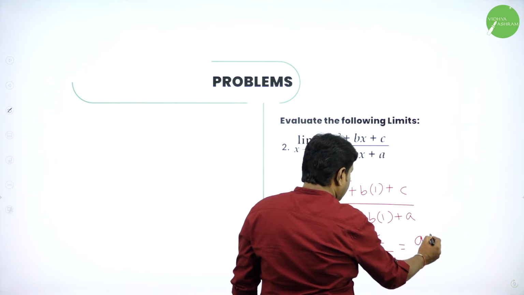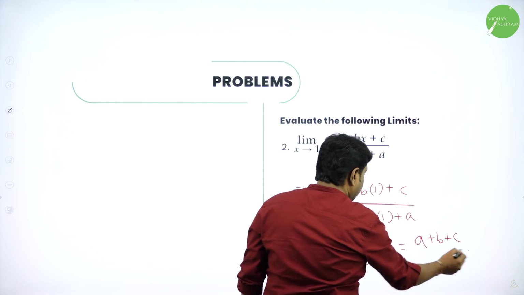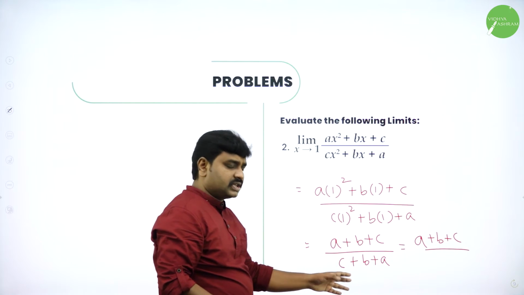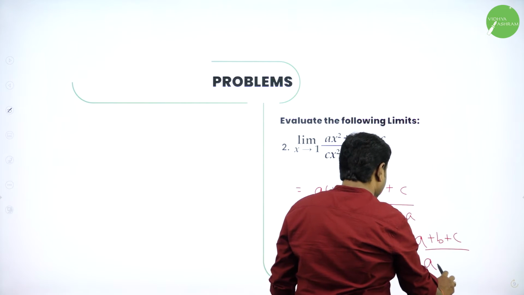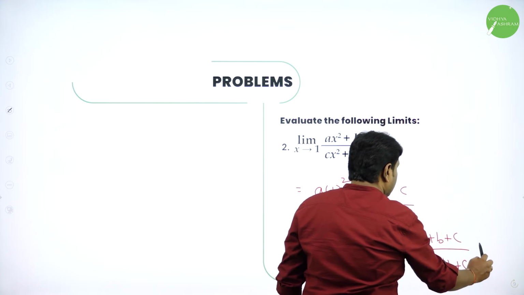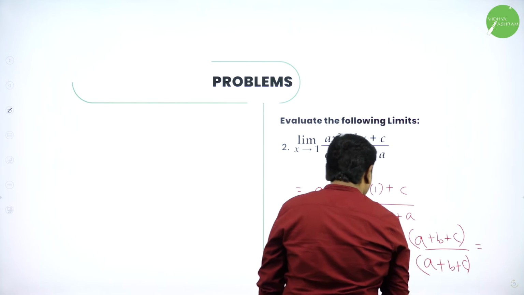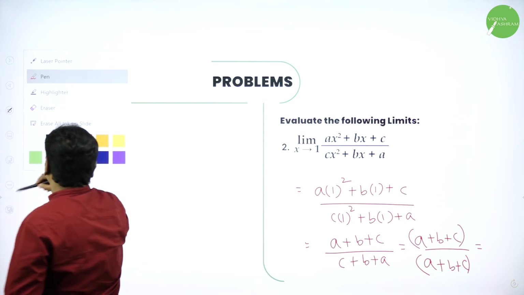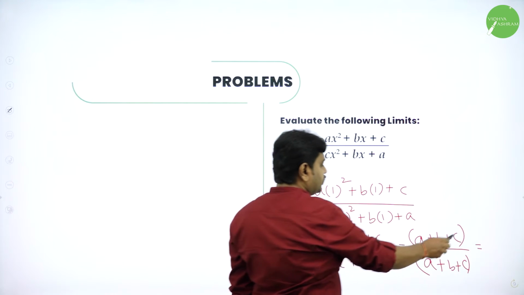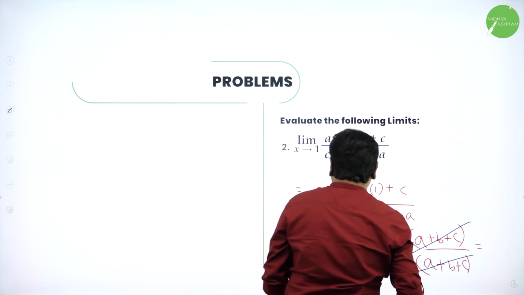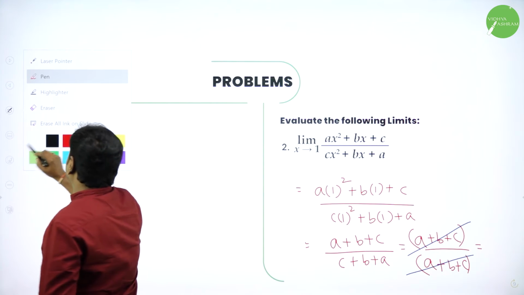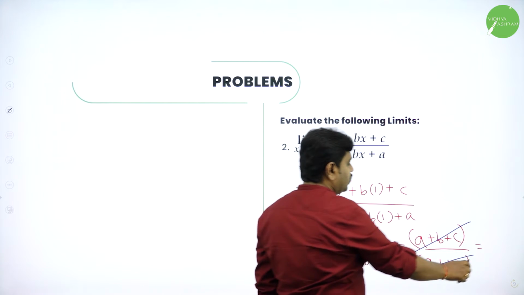Further, in the numerator a plus b plus c, addition is commutative. You can rearrange: c plus b plus a is the same as a plus b plus c. Do you agree or not? So now numerator and denominator both are the same. Can I cancel? This is also a plus b plus c, this is also a plus b plus c. So I can cancel a plus b plus c with another a plus b plus c, and finally I will get an answer. What is the answer? I will get 1.